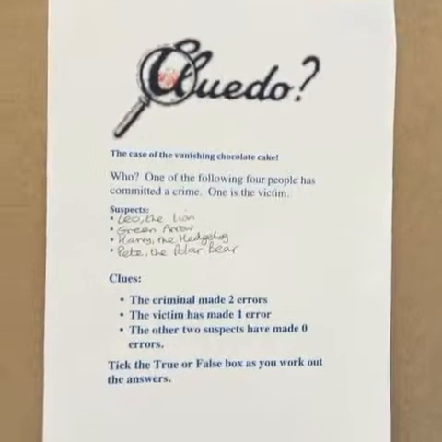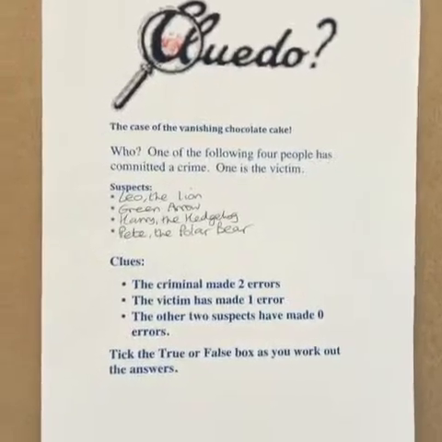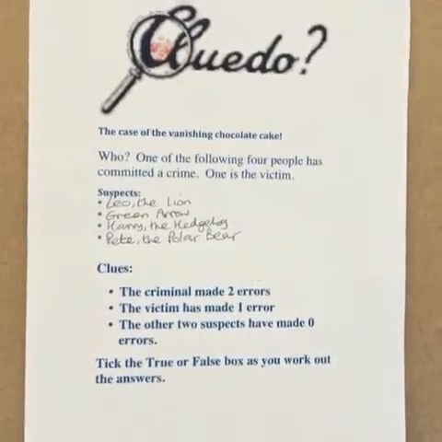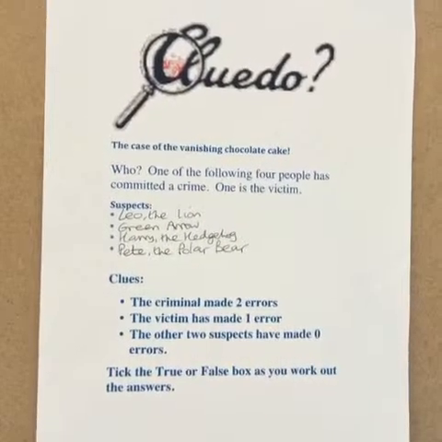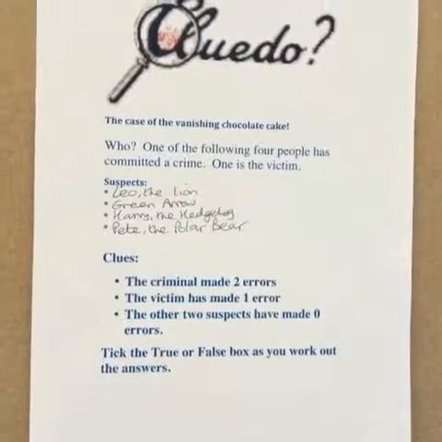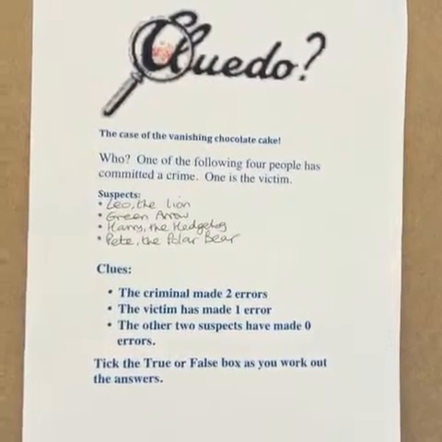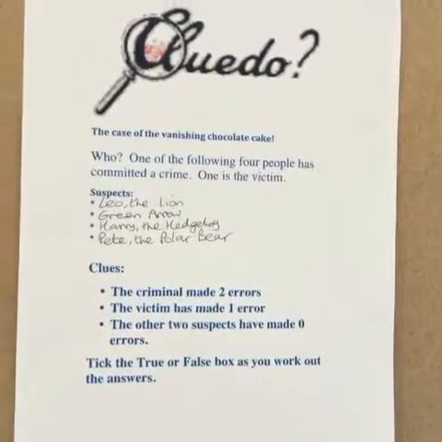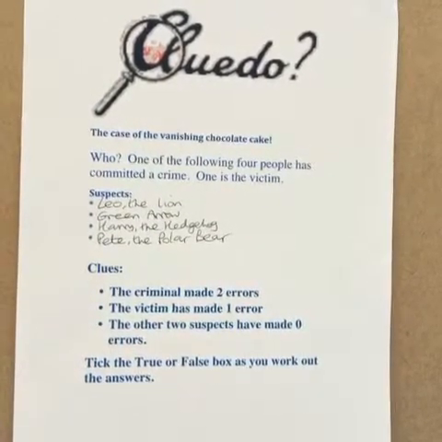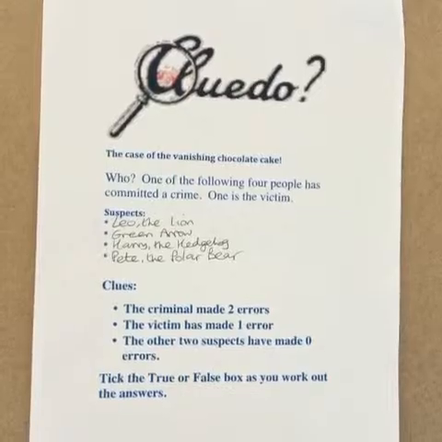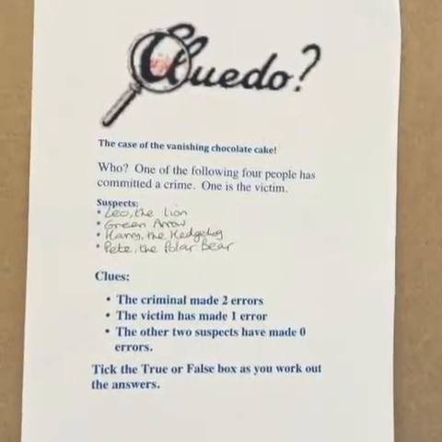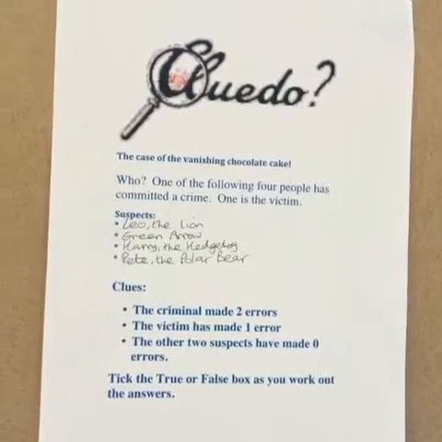The suspects are slightly trickier. You have the sheet already on the board. One of the following 4 people has committed a crime. One is the victim who made the cake. You have the clues. The criminal made 2 errors. The victim has made 1 error. The other 2 suspects have made 0 errors. Tick the true or false box as you work out the answers. Then they can work out who committed the crime and who was the victim.